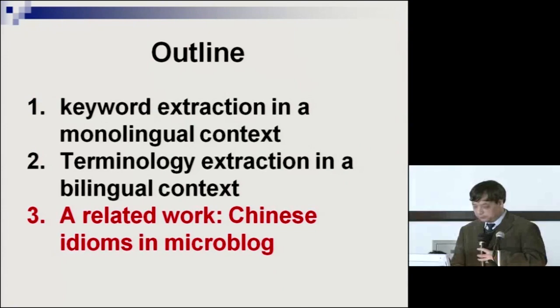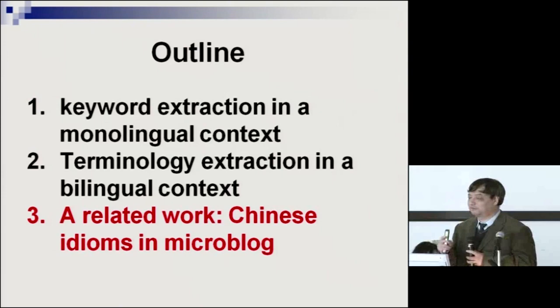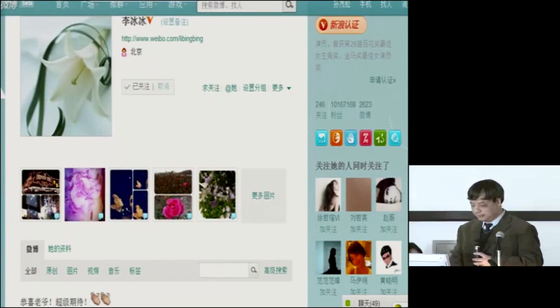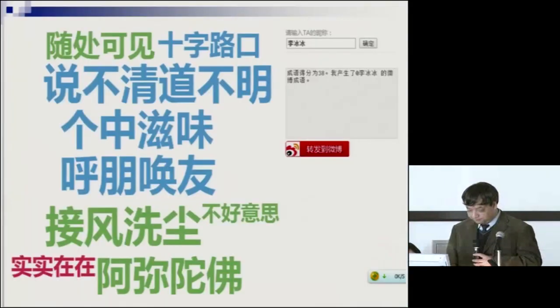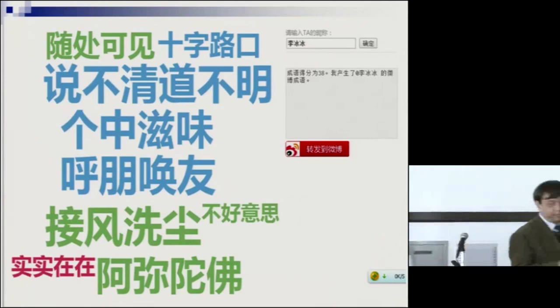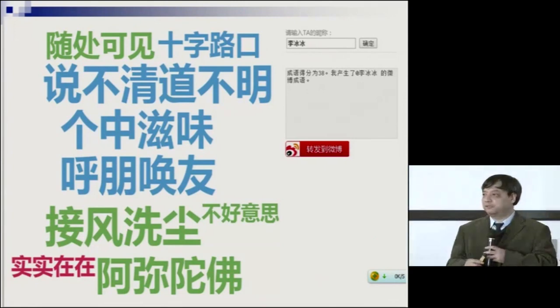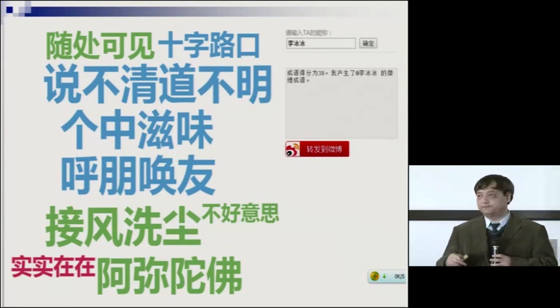The last part is related work. It's very simple: a keyword extraction for Weibo microblogs. We expanded this algorithm to find traditional Chinese idioms in the microblog of a user. For example, this is a very famous Chinese movie star. The program can find idioms in her blog automatically. We have a complete idiom database, so all the idioms occurring in her articles are shown.